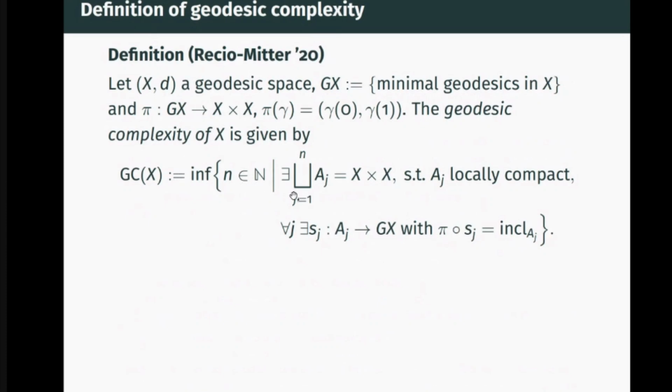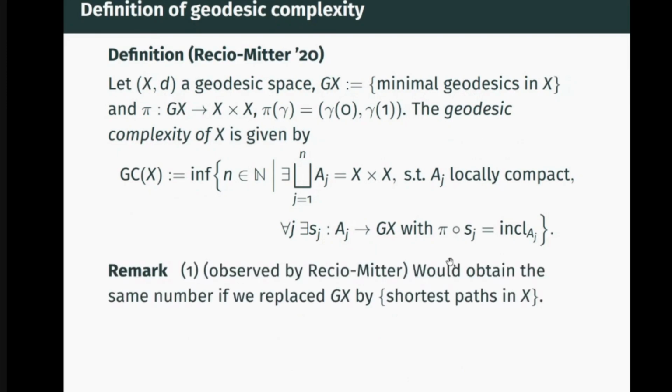Can we decompose our X times X into how many different sets can we decompose it? So the smallest number n such that we have a decomposition into n sets, which we call Aj here, such that each of the Aj is locally compact, and such that over each of these Aj we have a local section of this pi, but restricted to geodesics. So we can connect each two points by a geodesic and have this complicated thing. I forgot to add the requirement: this is continuous, of course. So all these sj should be continuous maps. That's important, of course. So this is the geodesic analog here.